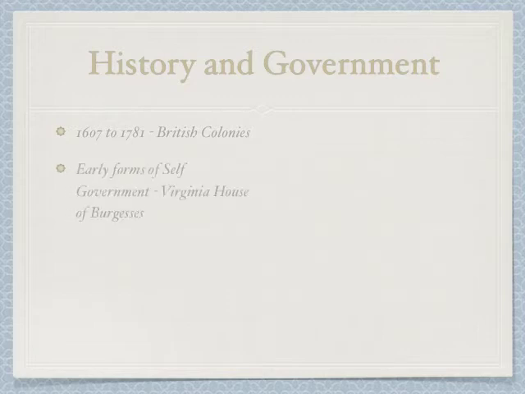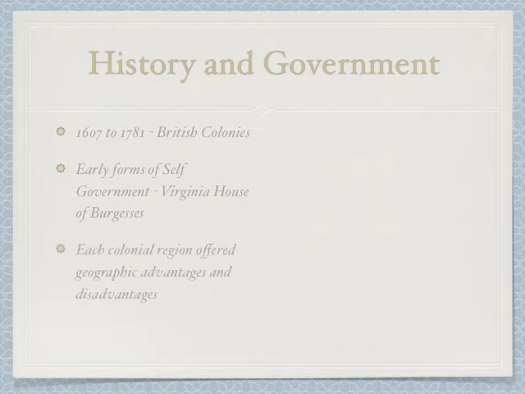History and government. 1607 to 1701, the United States was pretty much just British colonies, 13 original colonies stretching from the New England colonies all the way down to the southern colonies in Georgia. Early forms of self-government, the Virginia House of Burgesses. If you remember from your study of U.S. history on a standalone course, the Virginia House of Burgesses was one of the first forms of representative government.